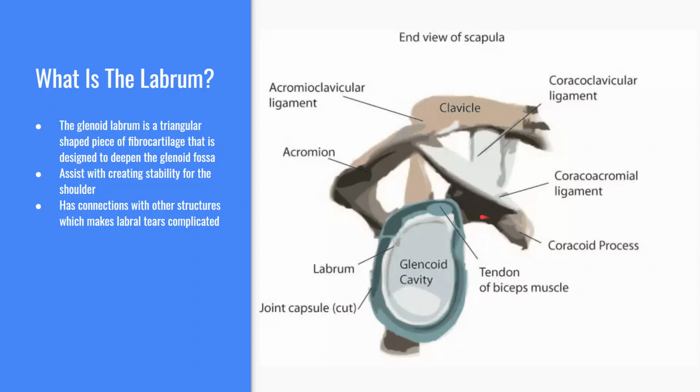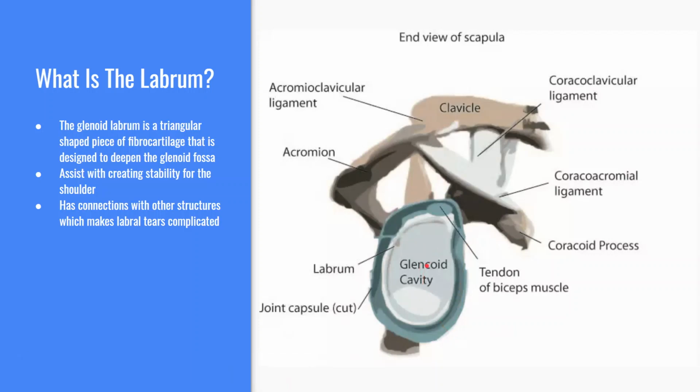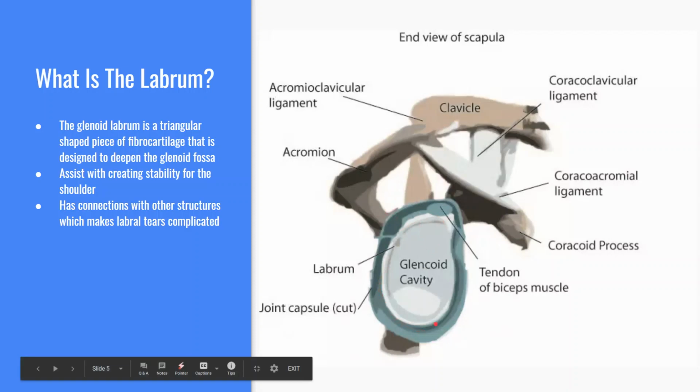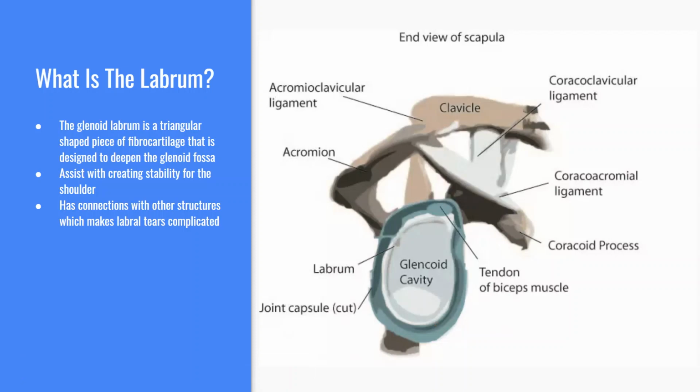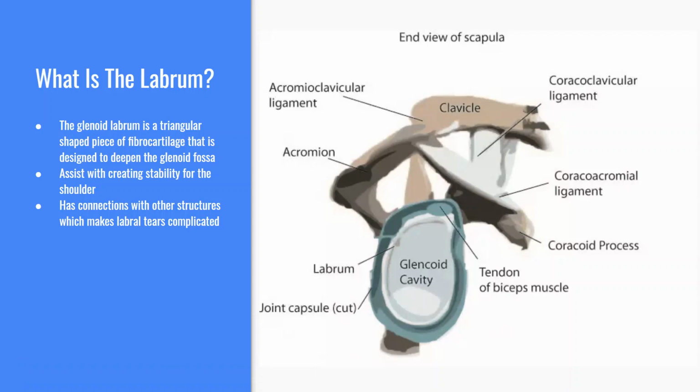So if we take a look right here, we have the capsule that surrounds the shoulder. You have the glenoid cavity, which is where the bone is on the scapula, and then you have this labrum here. So if you think about it, you can't have bone that wraps all the way around your shoulder to create stability, because otherwise you wouldn't be able to move at all. But the body's designed to have this triangular fibrocartilage that runs all the way around and kind of reaches out and helps to keep that humeral head in that glenoid fossa there.